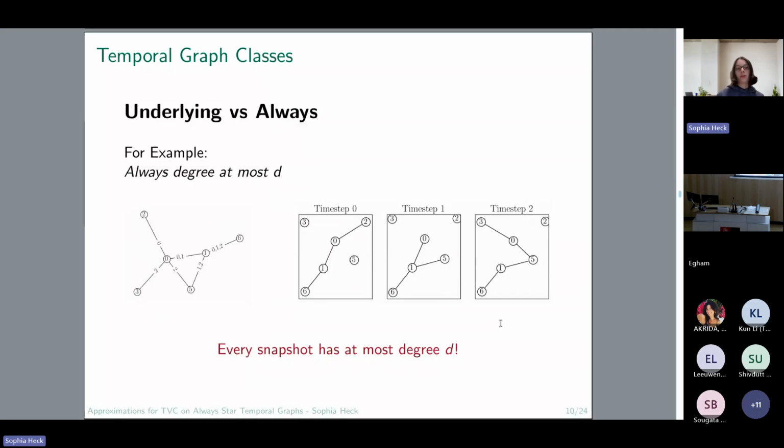If we look at, for example, an always degree at most D behavior, that would mean that in every snapshot, we have a maximum degree of D. However, in the underlying structure, again, this degree might be larger. And this toy example here is an always at most degree 2 graph, because in every snapshot, the degree isn't larger than 2. However, in the underlying structure, it's larger.